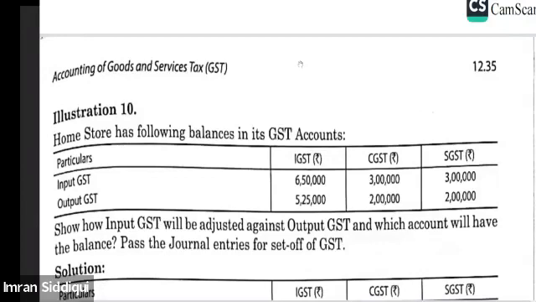Question says, show how input GST will be adjusted against the output GST and which account will have the balance. Basically, the question is asking you to determine which account will have the balance. That means whether you will have the balance under the IGST account or the CGST account or SGST account. And after doing the set off, you need to pass the journal entry to show the set off as well. So let me show you how we will be presenting this.